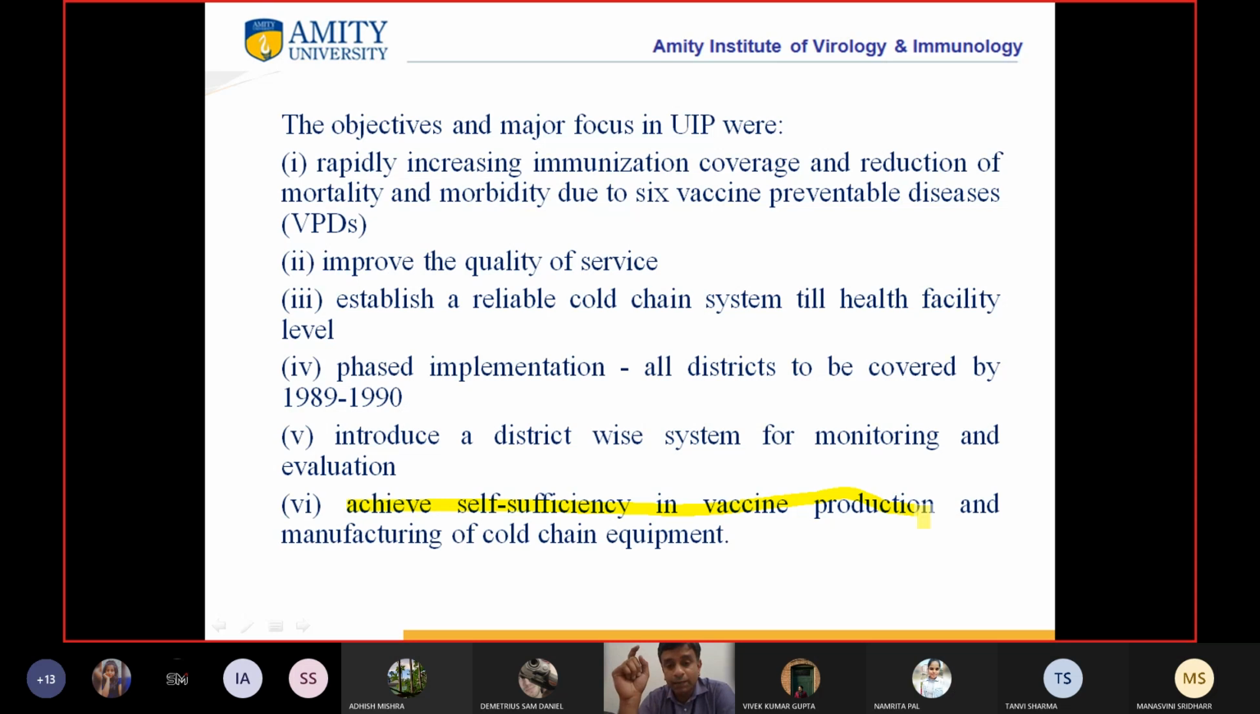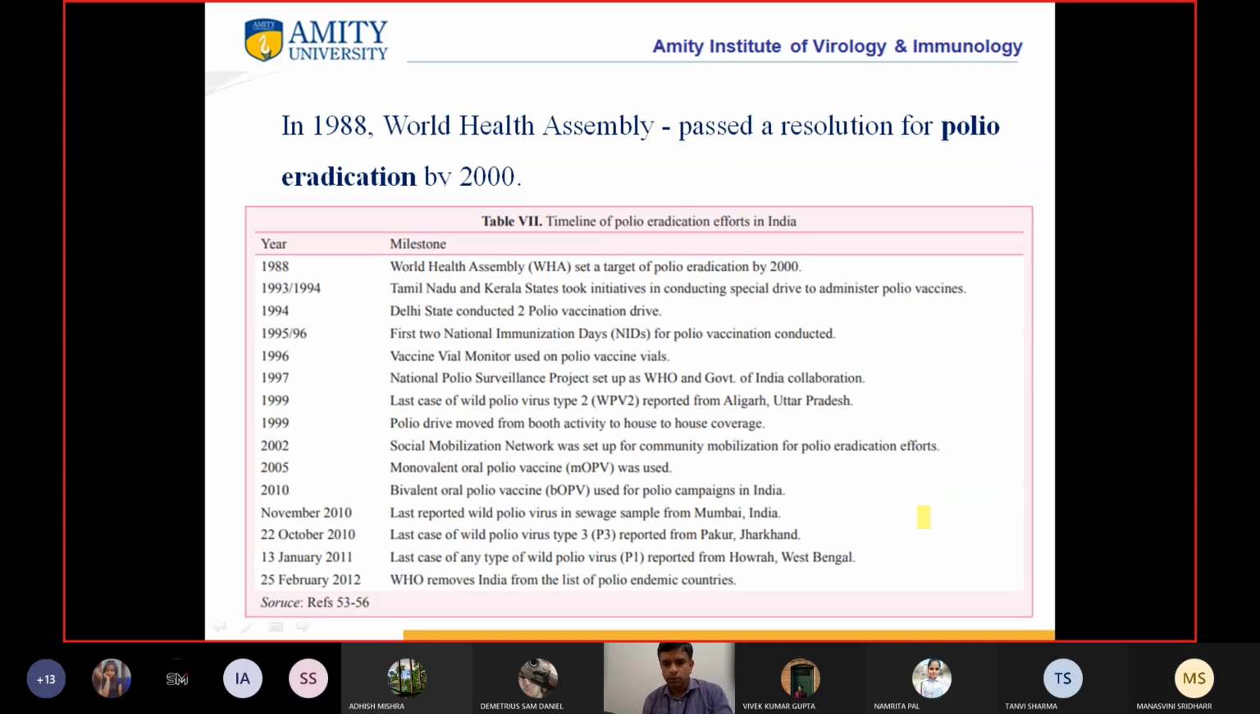So at that time, manufacturing of cold chain equipment was also important. So these were some of the major objectives of UIP. Okay.